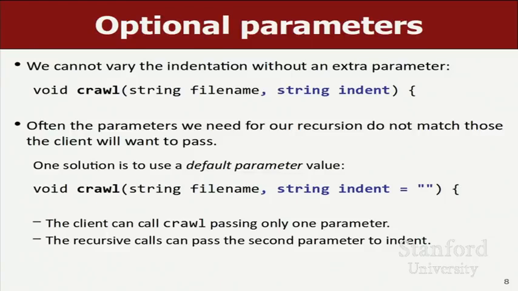And so a way that you could do that is you could declare what's called an optional parameter. You say string indent equals empty string. And what that means is you can pass me an indentation, and if you do, I will use that. But if you do not pass me an indentation, if you just pass only one parameter and not a second parameter, then I will just default to being the empty string. And that works out really well here.